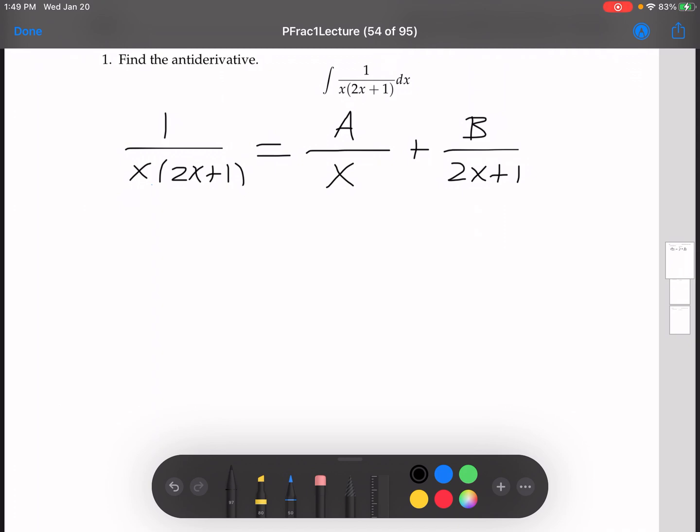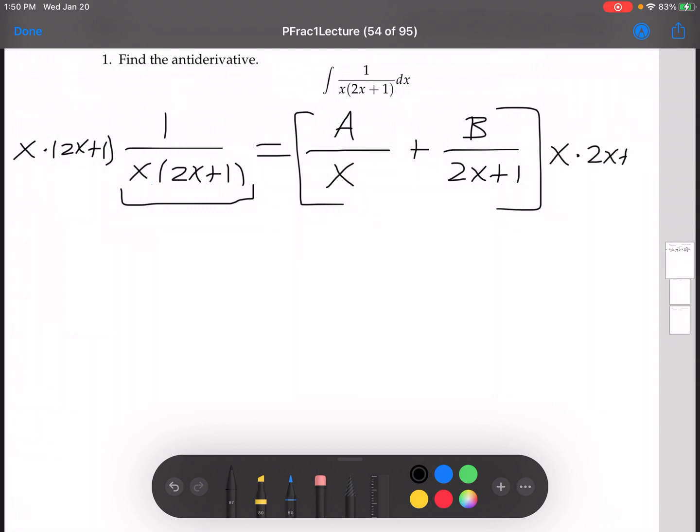And now what we do is we multiply both sides by x times 2x plus 1. And remember, if you do the same thing to both sides, then you preserve the equality. So I'm going to multiply this side by the denominator. So basically we're multiplying both sides by this denominator, x times 2x plus 1. And I'm going to multiply this whole side as well by x times 2x plus 1.